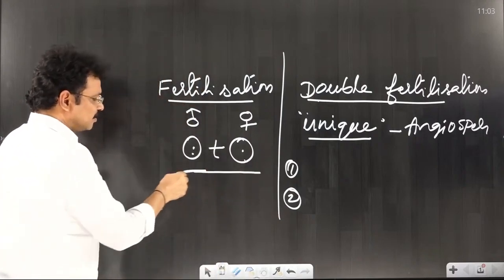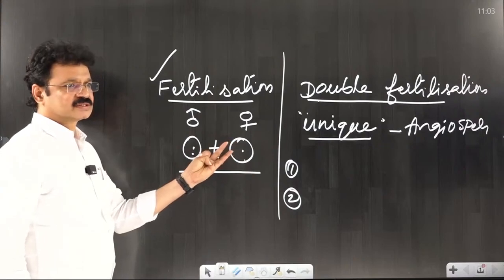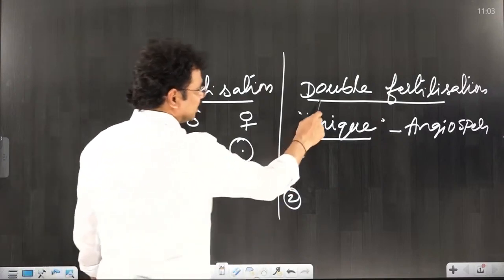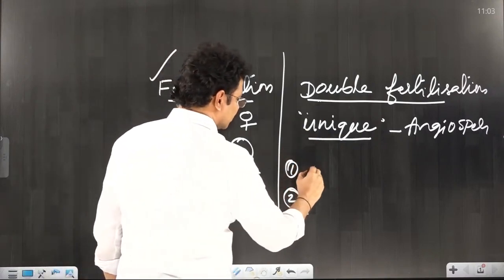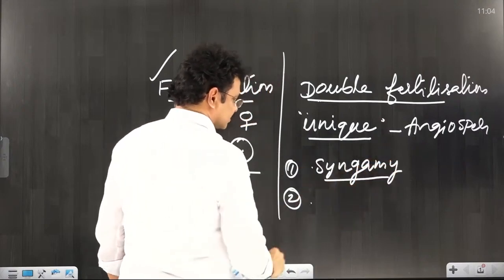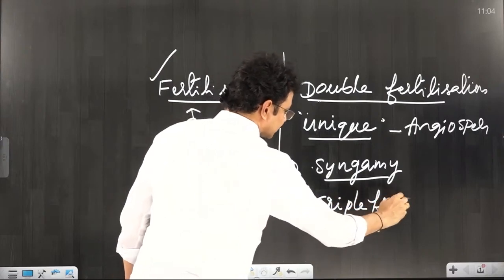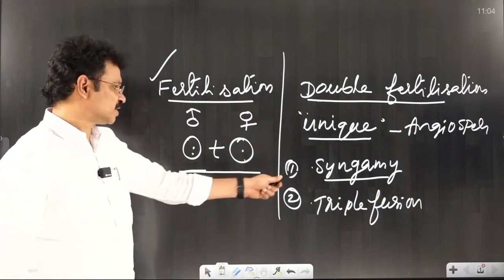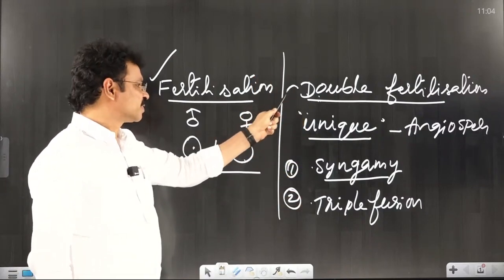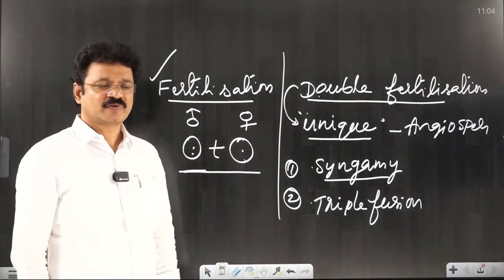If only one kind of gametic fusion is there, that is the normal fertilization found in algae, bryophyta members, pteridophyta members and gymnosperms. The names of these two gametic fusions are syngamy, meaning fusion of gametes, and triple fusion. Due to the presence of these two types of gametic fusions in angiosperms, it is called double fertilization. It is present only in angiosperms. Okay, that is the basic information regarding fertilization.